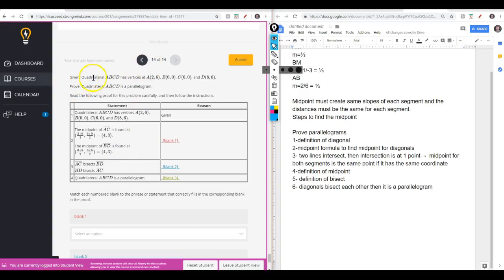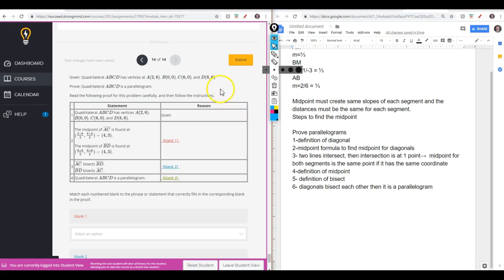Alright, question 14. Given quadrilateral ABCD has vertices at A(2,6), B(0,0), C(6,0), and D(8,6). Prove quadrilateral ABCD is a parallelogram. Read the following proof for this problem carefully and then follow the instructions.